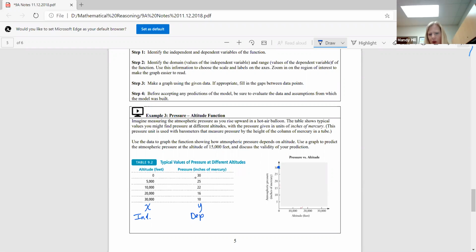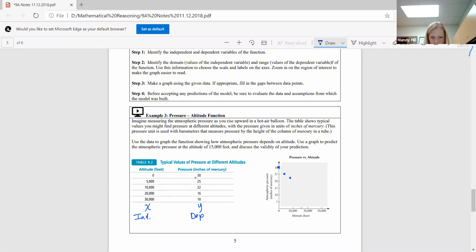The next one is 5,000, 25. So I'm going to go halfway in between 0 and 10,000 to get 5,000. And then I'm going to go up to 25, and I'm going to put a dot. Okay, the next one is 10,000, 22. So 10,000, a little bit higher than 20 to get 22. I'm going to have to approximate a little bit.